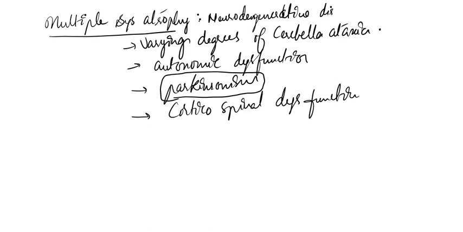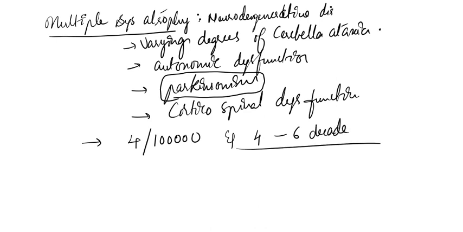Now, what is the epidemiology? What is its incidence? It's actually a sporadic disease, so just leave it aside. Its prevalence is something like 4 per 1 lakh population, and it's mostly seen from the 4th decade to the 6th decade of life.